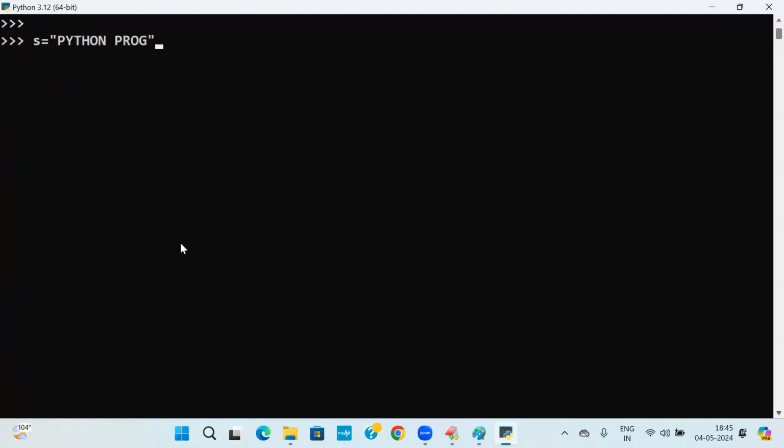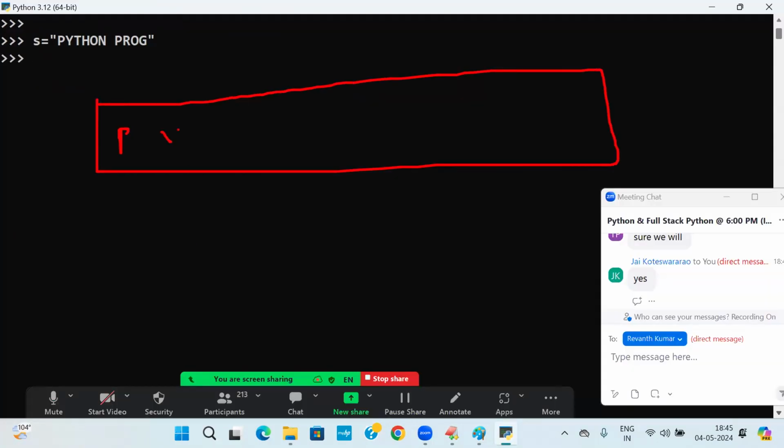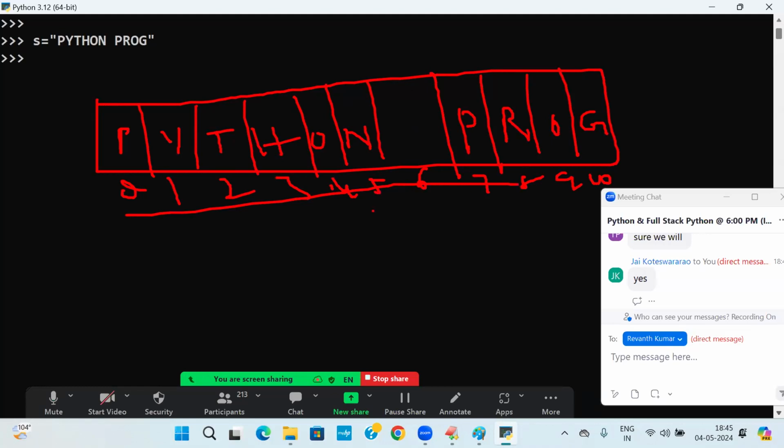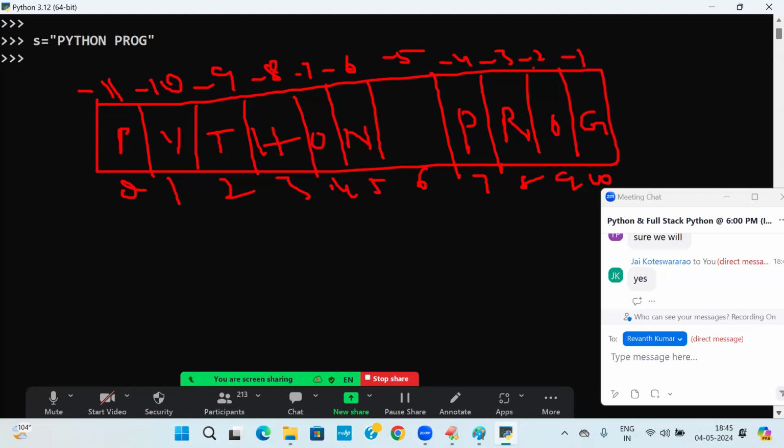Okay, one small thing I want to cover. Python space PROG. As I said in the last session, PYTHON, this is my data. There is a space also. What is this now? PROG. Are you following me? This is 0, 1, 2, 3, 4, 5, 6, 7, 8, 9, 10. 0 to 10 means how many? 11. So you need to start from minus 11, minus 10, minus 9, minus 8, minus 7, minus 6, minus 5, minus 4, minus 3, minus 2, minus 1.